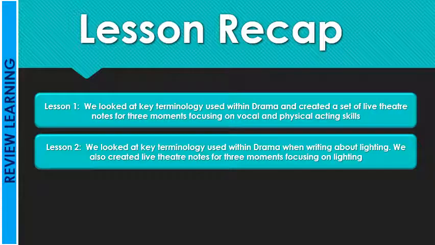So a quick recap before we start. Lesson 1, we looked at key terminology used within drama and created a set of live theatre notes for 3 moments focusing on the vocal and physical acting skills. Lesson 2, we looked at key terminology used within drama when writing about lighting. We also created live theatre notes of 3 moments focusing on the lighting.